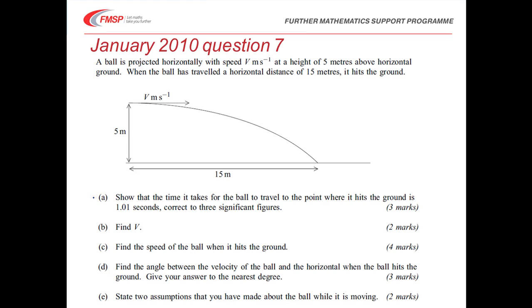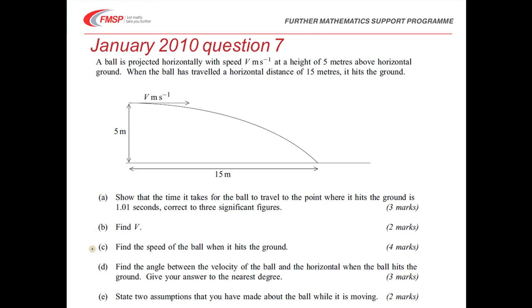Firstly, we're asked to show that the time it takes for the ball to travel to the point where it hits the ground is 1.01 seconds, correct to 3 significant figures. Then we're asked to find v, this horizontal velocity.